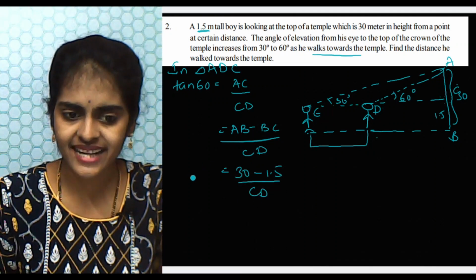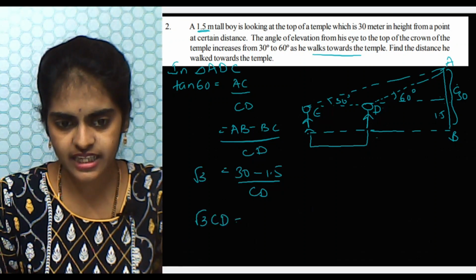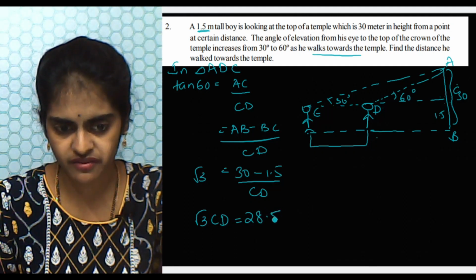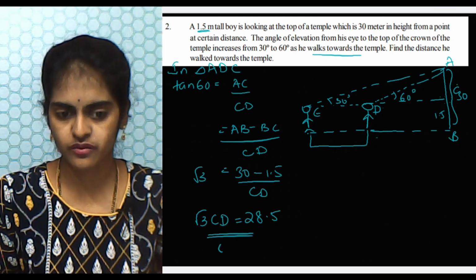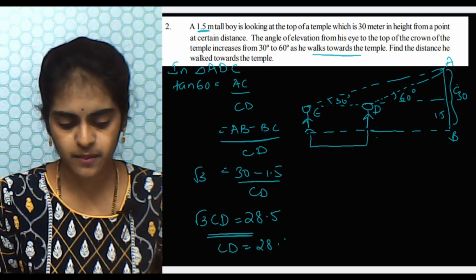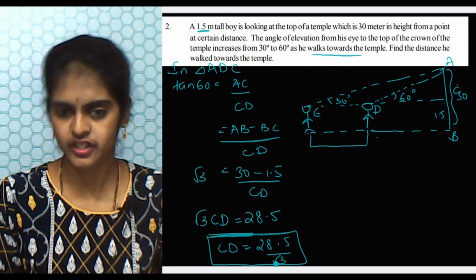So tan 60 is root 3, let us take the value. So this is nothing but root 3 CD is equal to, this comes to 28.5. So root 3 CD is equal to 28.5. From this, CD is nothing but 28.5 divided by root 3. So this is the first relation which you got.